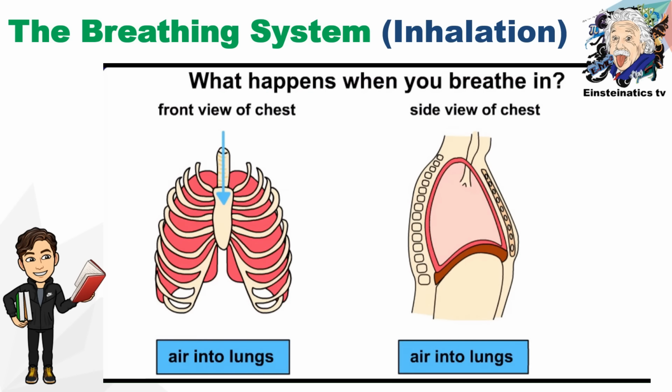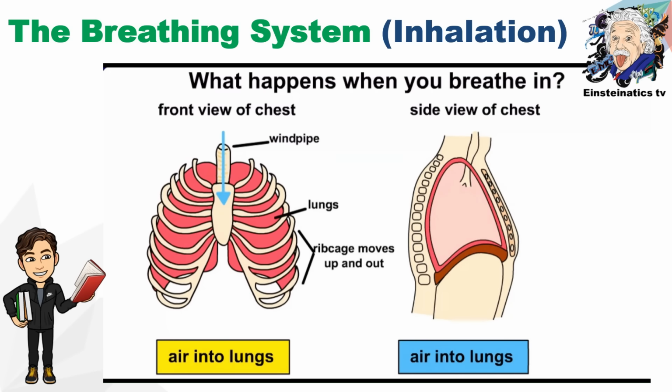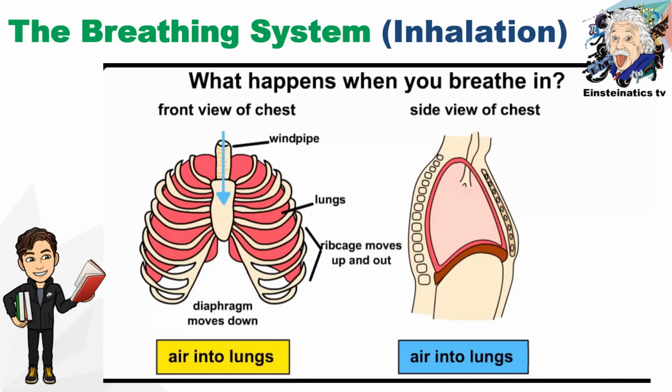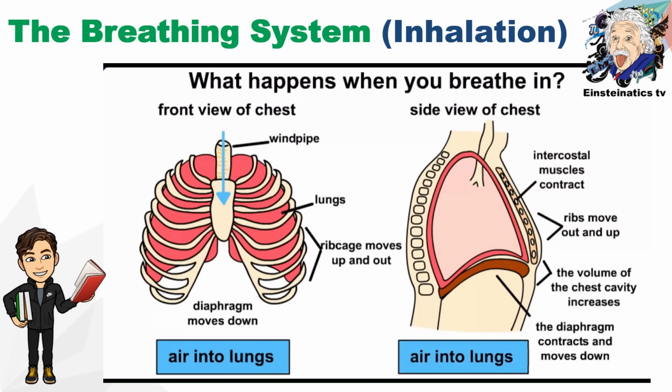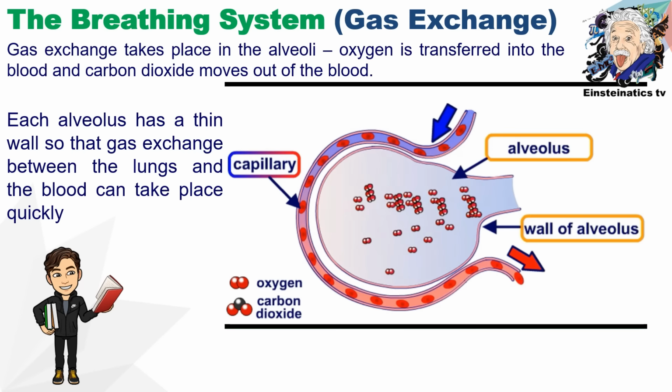Let us take a look at the inhalation process, or what happens when you breathe in. We're going to have two views here, the front and the side view. When you breathe in, you can see that the rib cage moves out while the diaphragm moves down, and this causes the volume of the chest cavity to increase.